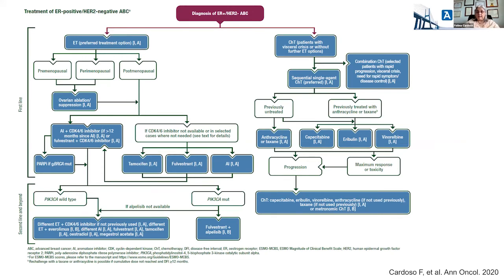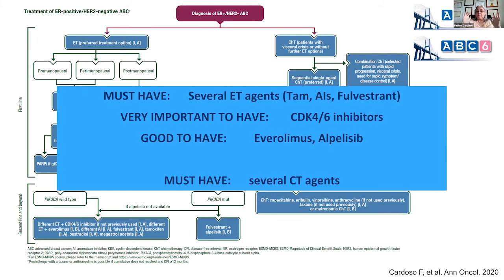If I make my classification again, what is a must have? Several endocrine therapy agents and several chemotherapy agents, because in the end, all of these patients will need chemotherapy. Extremely important to have CDK4/6 inhibitors. Good to have everolimus and alpelisib. Okay.